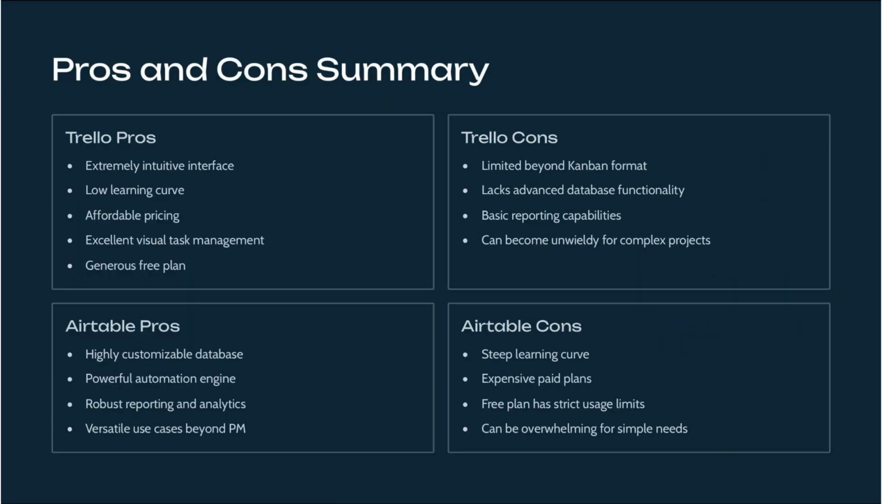Let's summarize the trade-offs clearly. Trello wins on intuitive interface, low learning curve, affordable pricing, and excellent visual task management with a generous free plan. However, it's limited beyond Kanban format and lacks advanced database functionality. Airtable offers highly customizable databases, powerful automation, robust analytics, and versatile use cases beyond project management. The costs: steep learning curve, expensive paid plans, and potential overwhelm for simple needs.